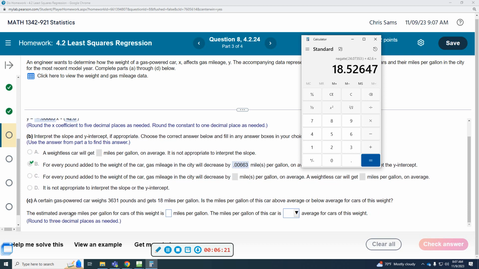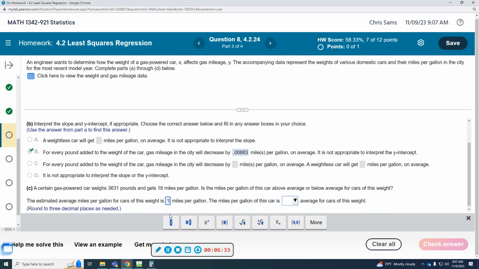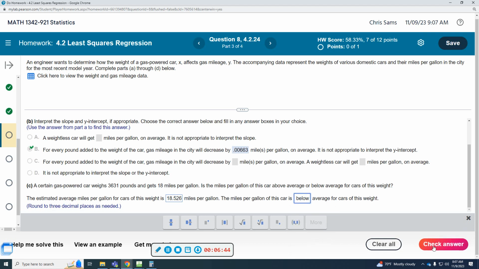So we would predict it to be higher at 18.5, and this came in at 18, so it's a little bit lower. So the estimated average for miles per gallon for this weight is, and they want me to round to 3 decimal places, so 18.526. The miles per gallon of this car is below average for a car of this weight, slightly below.